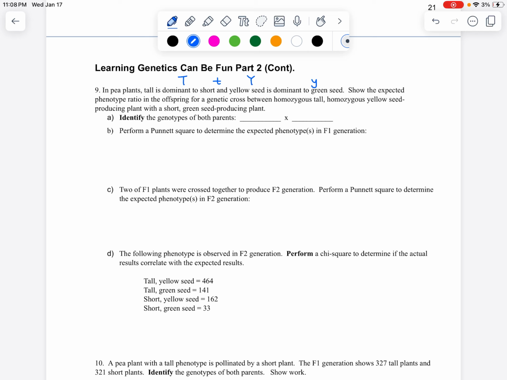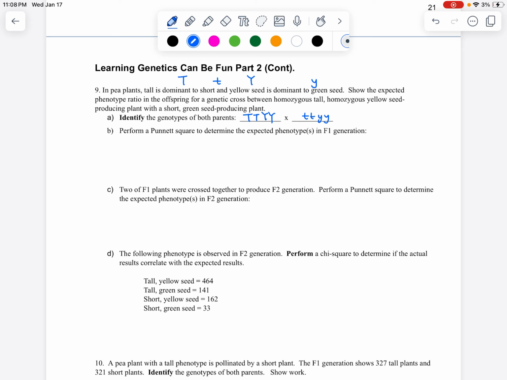So that means the genotype of the first parent is big T, big Y, big Y. Homozygous for both dominant traits. With a short green seed producing plant. So that means the second parent is homozygous recessive for both. So we've completed A, the genotypes of both parents.